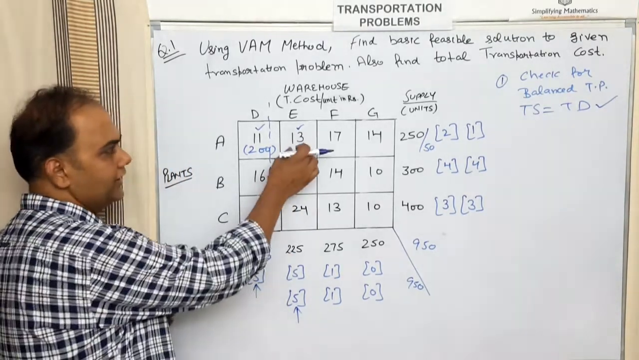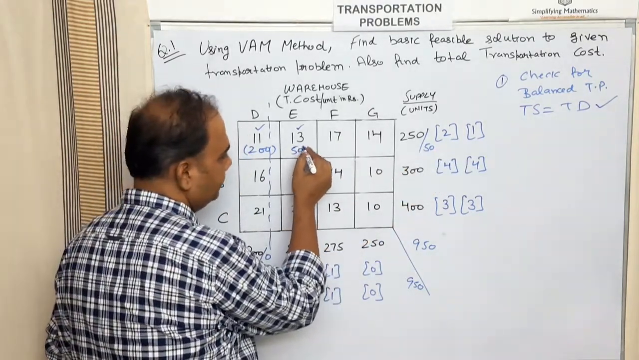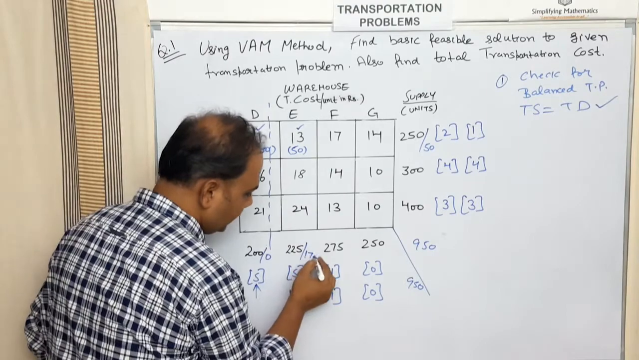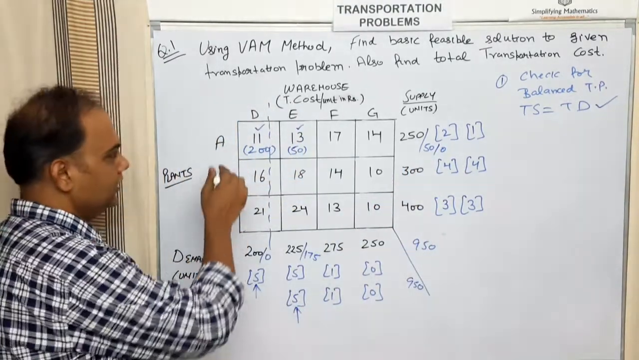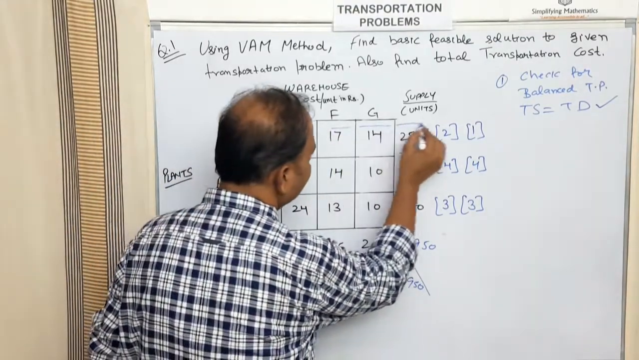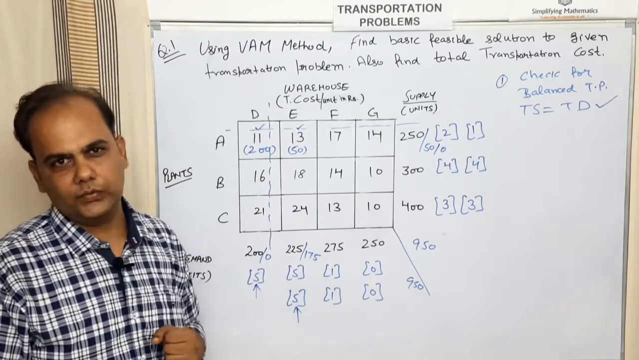So how many units are to be allocated? That will be the minimum of supply and demand. 50. So here we are left with 175, and here how many are left? 0. So the supply of this plant is also satisfied. That's why we have cancelled the first row.